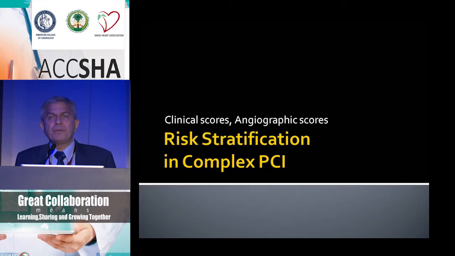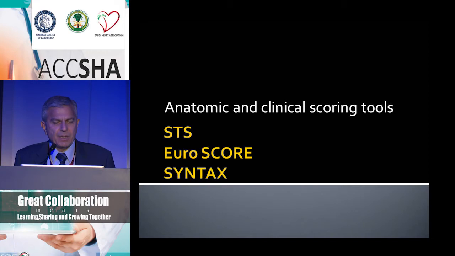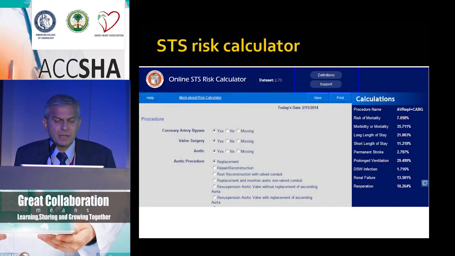Now, in terms of risk stratification, there are many tools, especially when we deal with patients with multi-vessel complex disease, to help us determine the risk of bypass surgery versus the risk of angioplasty. There are the anatomic and clinical scoring tools. On the surgery side, there is the well-known and well-proven STS risk calculator. And you'll be surprised, even though you think you're well experienced, that if you apply the risk score, you get really more information. So I resort to that every now and then in complex patients.